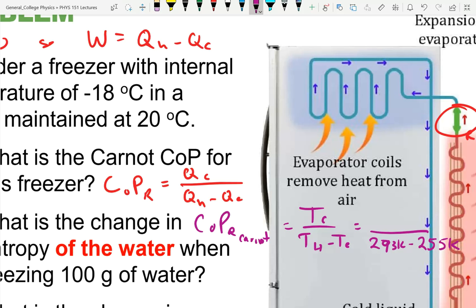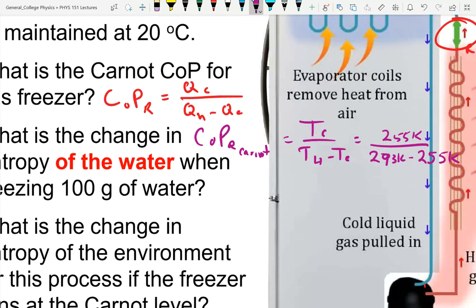I was going to. Now, if you look at this, that's a difference in temperature. It didn't matter if I had it in kelvins or Celsius because we add 273 to both cases. But for the number on top, because it's the actual temperature, it matters. I have to use the 255 kelvins on top. So what do I get when I take 255 divided by what turns out to be 38? So this has a Carnot coefficient of performance of 6.71.